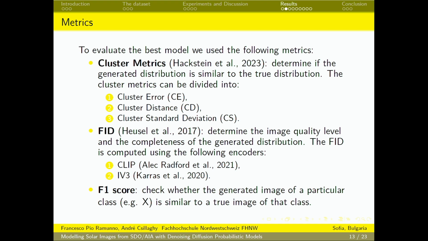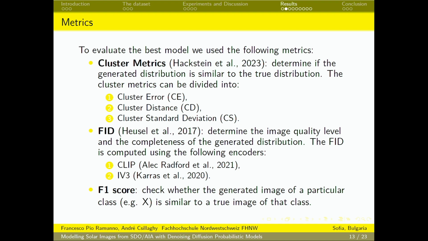The cluster metrics divide into the cluster error, CE, the cluster distance, and the cluster standard deviation. Then we have the FID. FID is the Frechet Inception Distance. Basically, it's the Frechet distance of two multivariate Gaussians. That's the idea. It helps us to determine the image quality of our generated images, but also, again, the completeness of the generated dataset. The FID in this work has been computed with CLIP and IV3 as encoders.